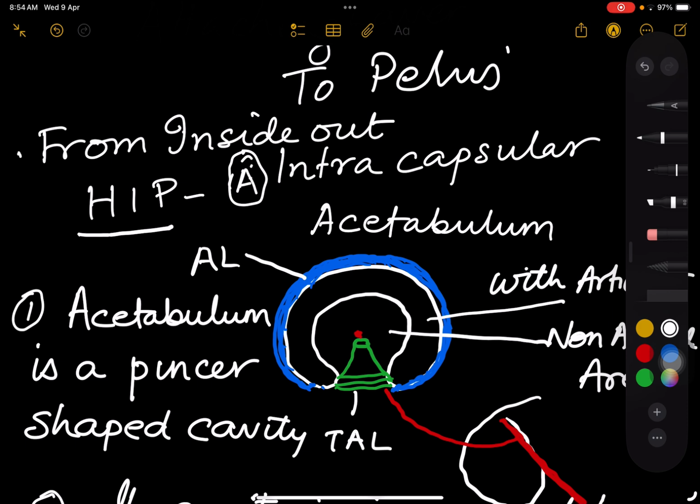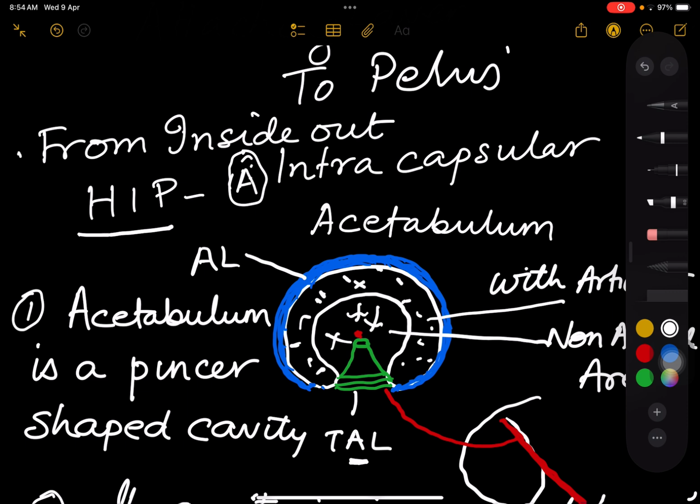The hip has the acetabulum articulating with the head of the femur. The acetabulum is a pincer-shaped cavity, and this is the articular cartilage or the articular portion, and this one here is the non-articular portion. The tips of the pincer are connected by a ligament which is called the transverse acetabular ligament.